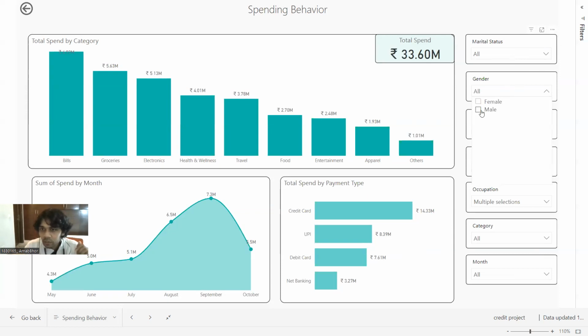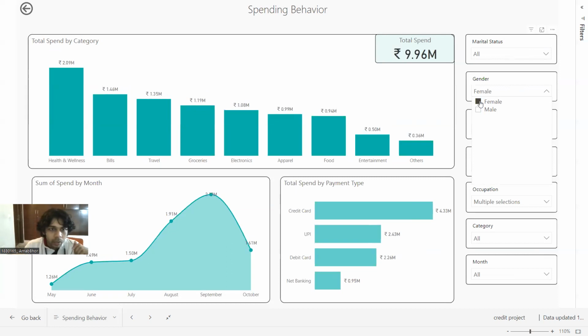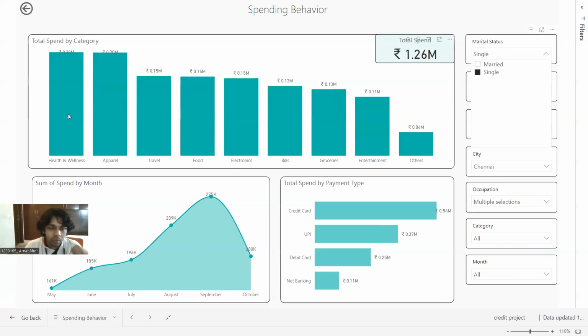Secondly, when I just go for singles or, let's say, female, you will see that females in general value health and wellness much more than other things. In the top three for just females, we have health and wellness, bills, and travel. So this is another insight: health and wellness and travel become priorities for women. Whereas in case of men, it was electronics, groceries, and bills. Now, if we talk about single females, it changes to health and wellness, apparel, and travel. Although these are smaller market shares: 0.2 million, 0.2 million, 1.5 million. So this is what it is.